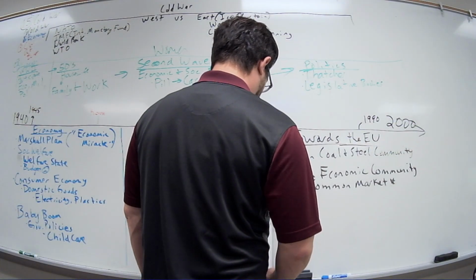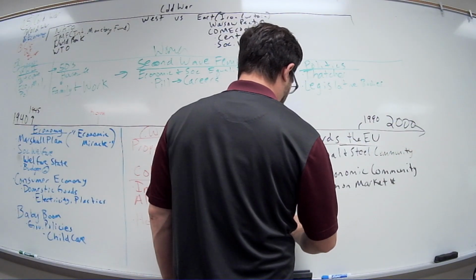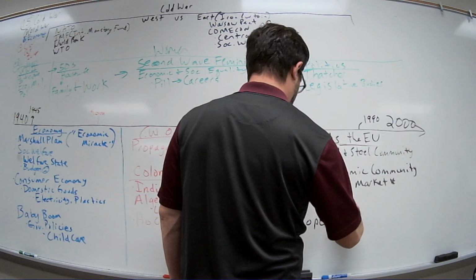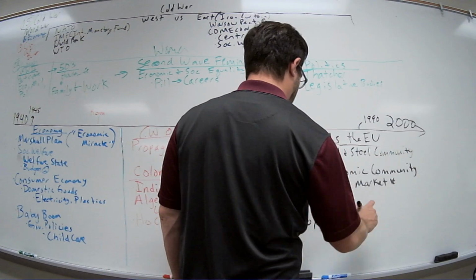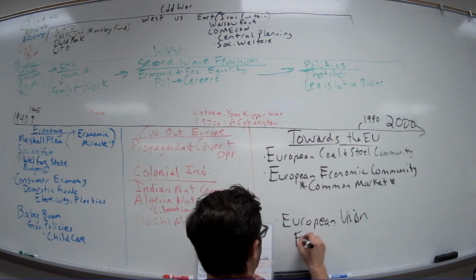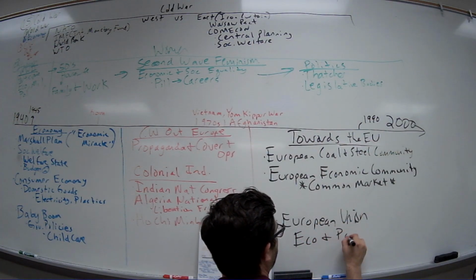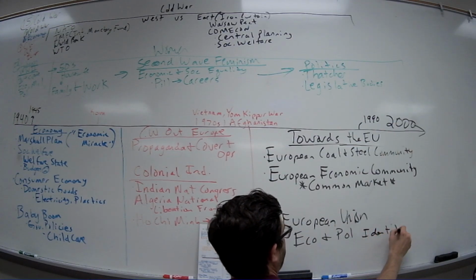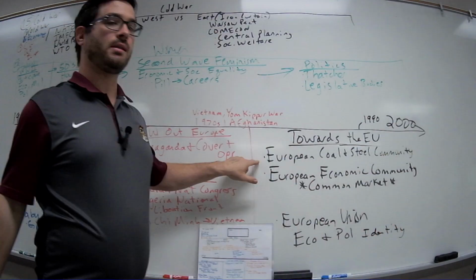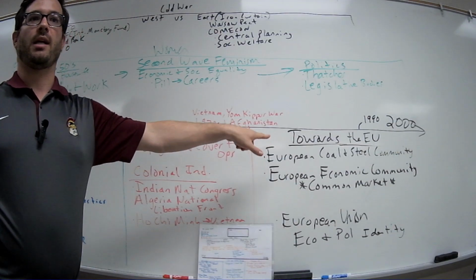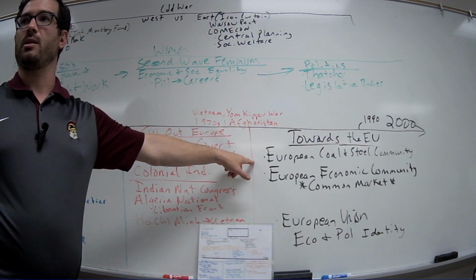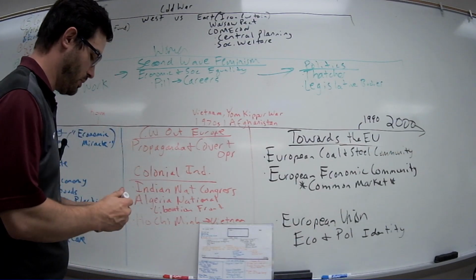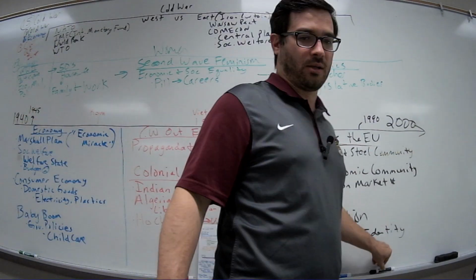Eventually, we are going to create a European Union. We'll see more steps here in the next timeline, which is both economic and political identity. Both of these steps are about economic unions. We're eventually going to get into like the European Parliament, which is about political unions. Go ahead and erase that and start your next timeline.